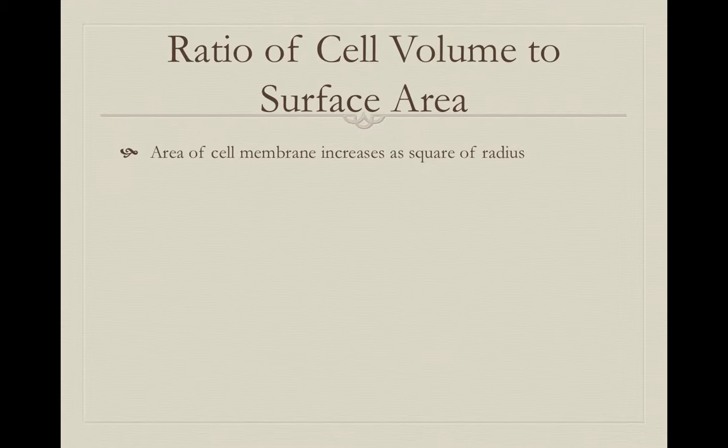The area of the cell membrane increases as the square of its radius. It's just like basic math. The volume increases as the cube of the radius. So therefore we know that the volume increases faster than the area. And this volume to surface area ratio is really important for when cell growth starts and stops.